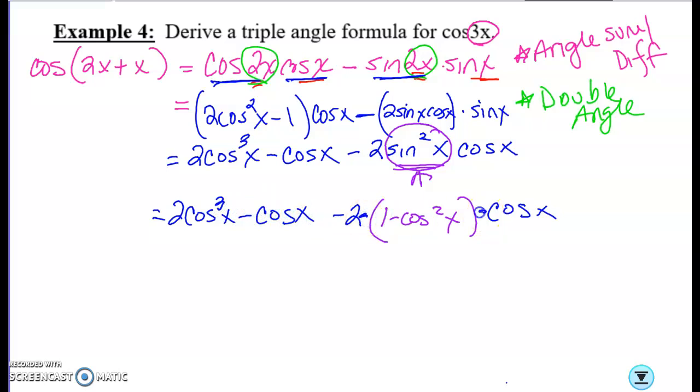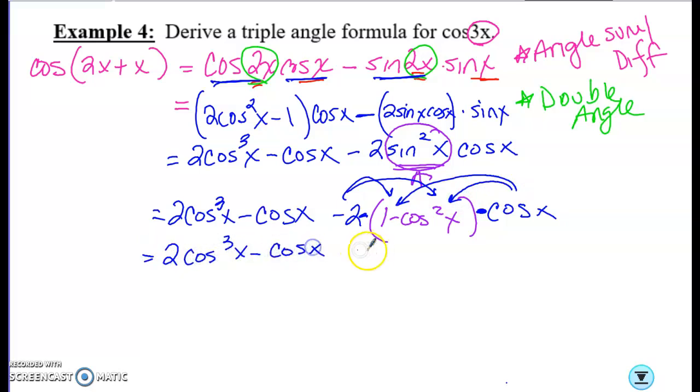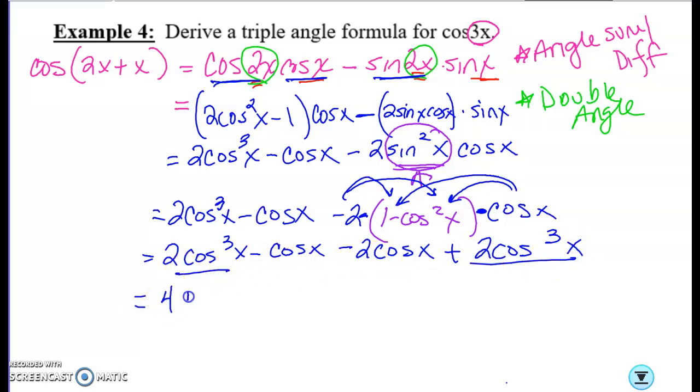And what I'm doing here is I'm multiplying, so I'm going to kind of distribute from both sides. I'm distributing in the -2, and I'm going to distribute in the cosine. So now I have 2 cosine cubed x minus the cosine of x minus 2 cosine of x plus 2 cosine cubed x. And now I can put it all together. We have these cosine cubes, which would make up 4 cosine cubed x. And this is a cosine, and this is a cosine. I have a -1 and a -2, and that would make a -3 cosine of x.